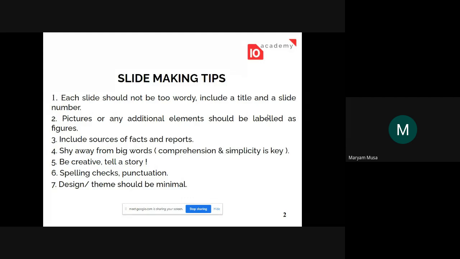Also, tell a story. We're not simply saying you should say maybe your dad did this or your father did this, but we want a storyline so that it doesn't necessarily feel like we are just reading. We want to be involved in the content of your presentation. Number 6, spelling checks are important. Please use your punctuation, comma, full stop. Lastly, design and theme should be minimal. As much as we have said you should be creative, please understand that you shouldn't have so many elements that would distract from the content itself.